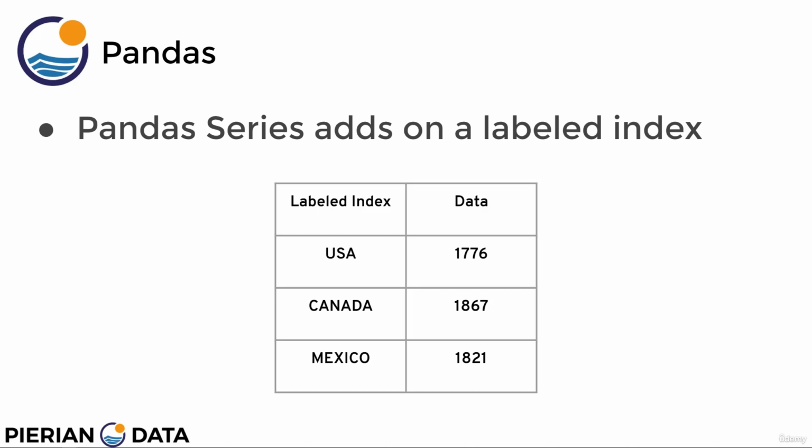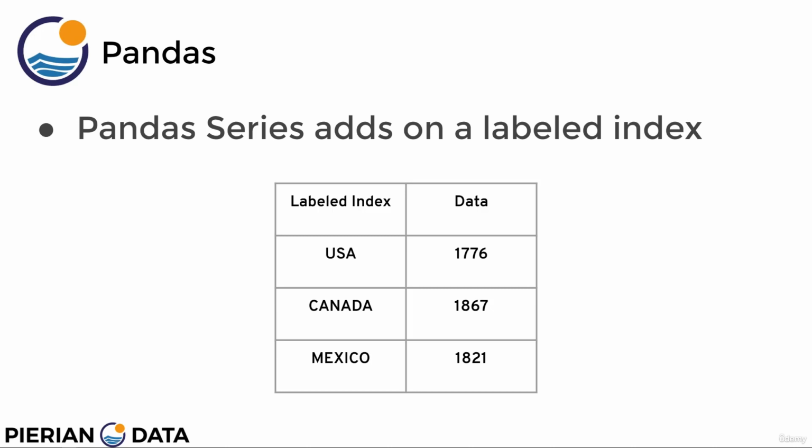So I can say, go ahead and grab the series at index USA, and it will return back 1776. That's a lot easier to use than having to memorize those index positions. And it's more in line with what real-world data looks like.